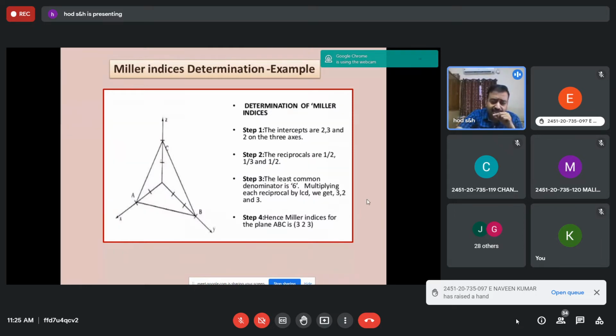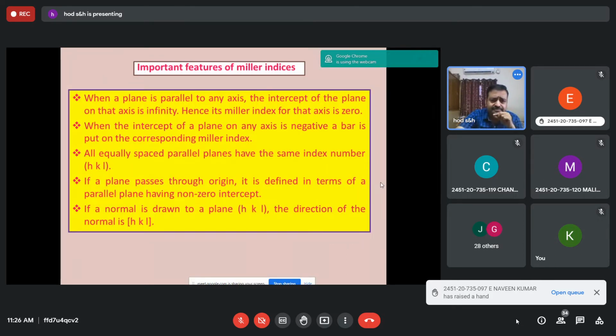So it may come as a short answer generally. Sometimes they are clubbing also. What are Miller indices? I did some questions in part B also. But I think the definition of Miller indices and the rules for finding Miller indices you should write. And these are the important features. I think if you just go through this, you can understand. I'll give some examples for this.